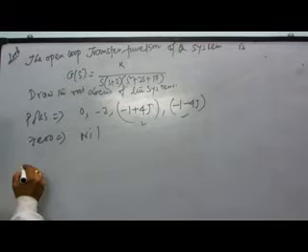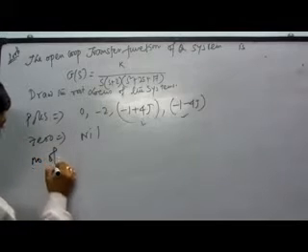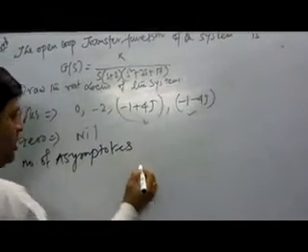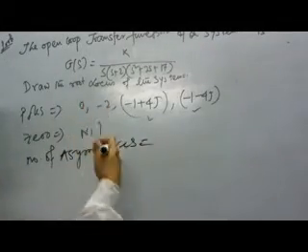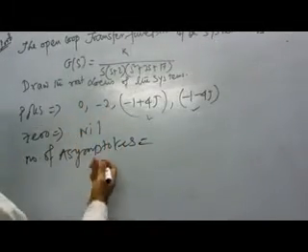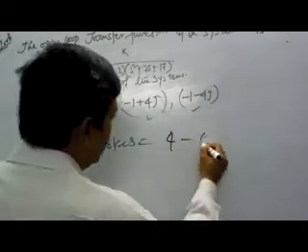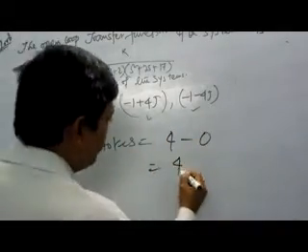So next, number of asymptotes is equal to number of poles minus number of zeros. So number of poles is 1, 2, 3, 4. And number of zeros is nil, that is 0. So number of asymptotes is 4.